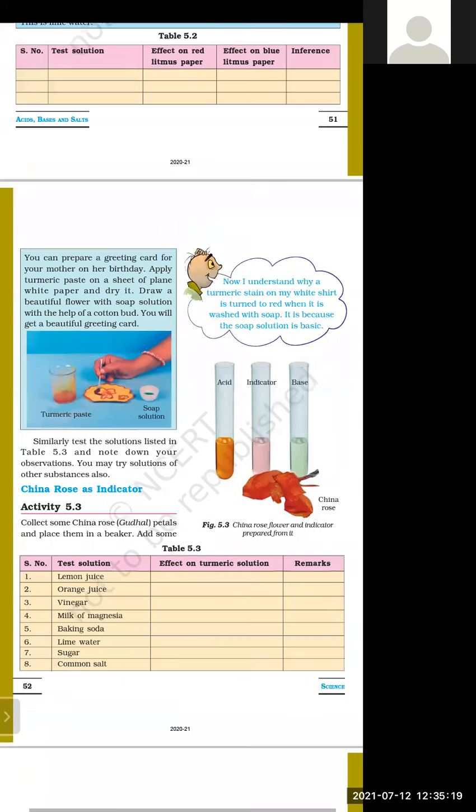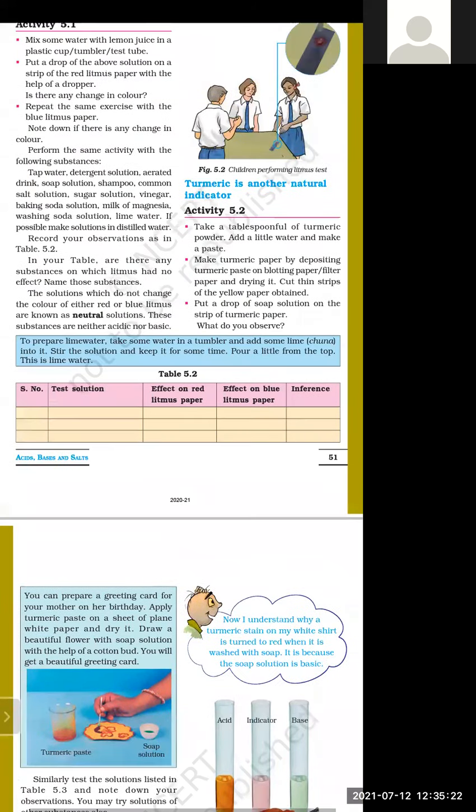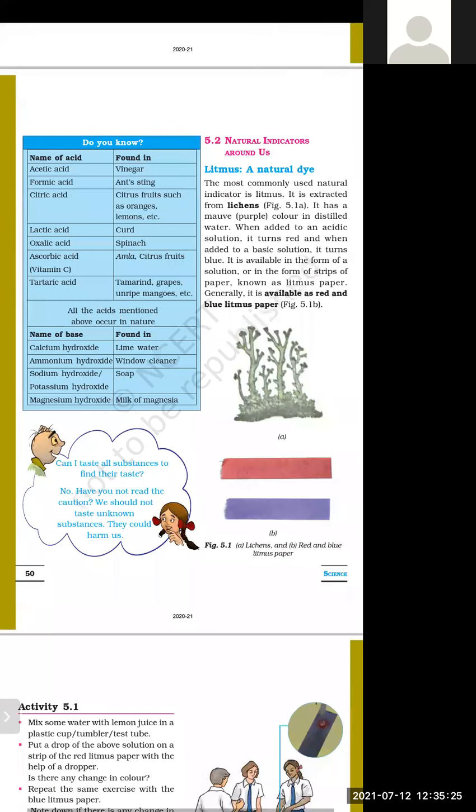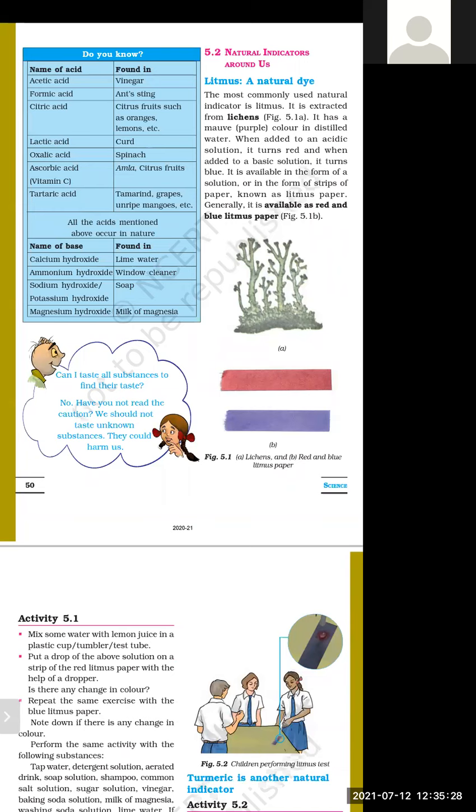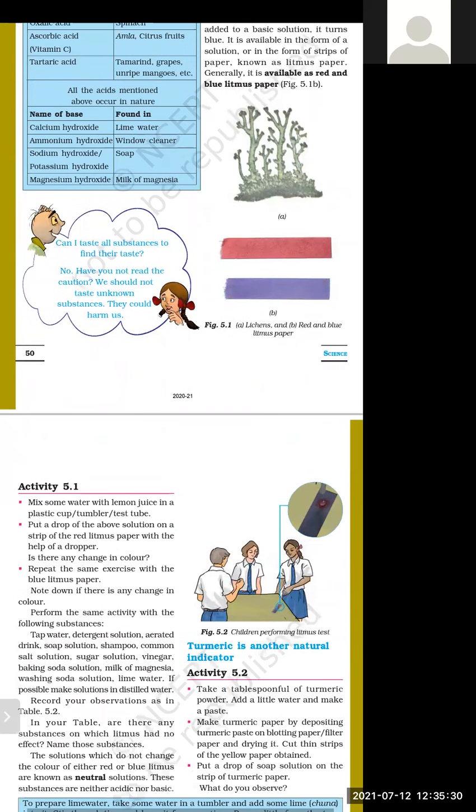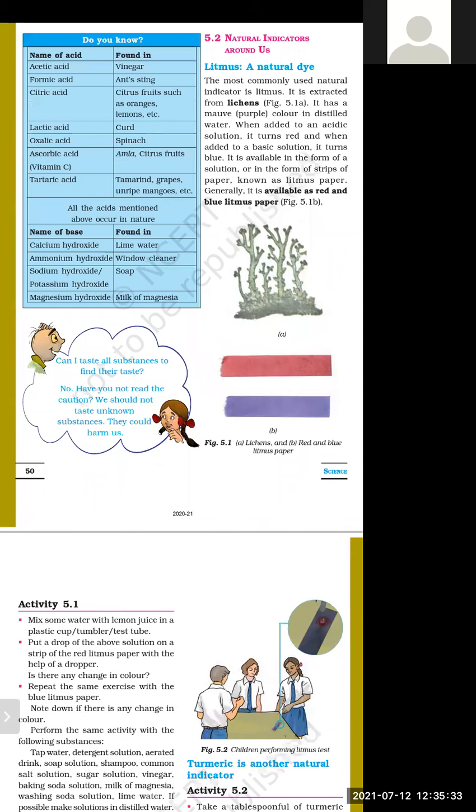In the previous lecture, we have already discussed two types of natural indicator. The first was litmus, a natural dye. There is a litmus solution by which we can check whether the given solution is acidic or basic. With the help of litmus solution, we can make litmus paper. There are two types of litmus paper, blue litmus paper and red litmus paper. If the solution is acidic, blue litmus paper will change into red color. And if the solution is basic, the color of red litmus will change into blue.